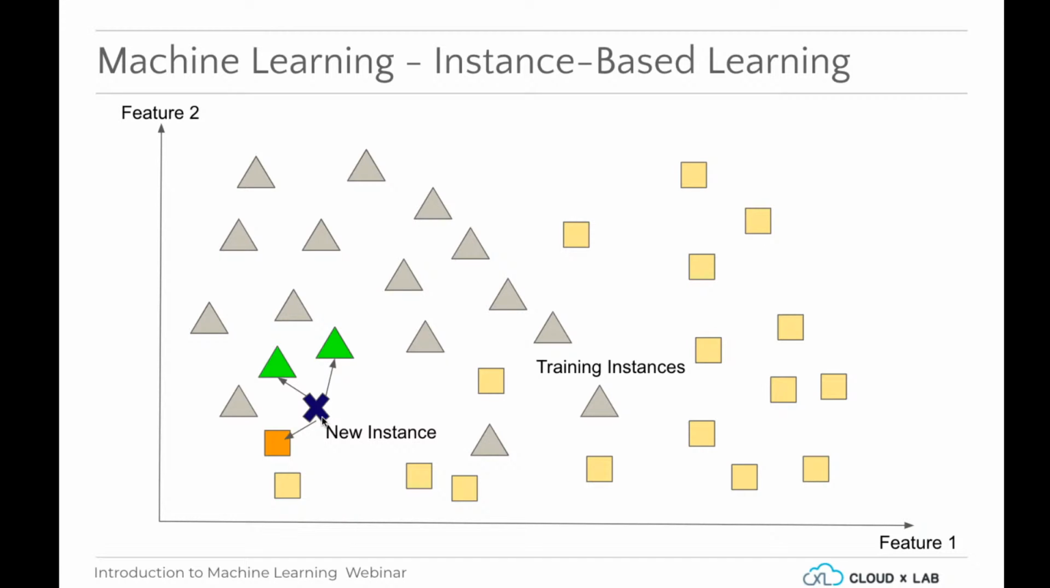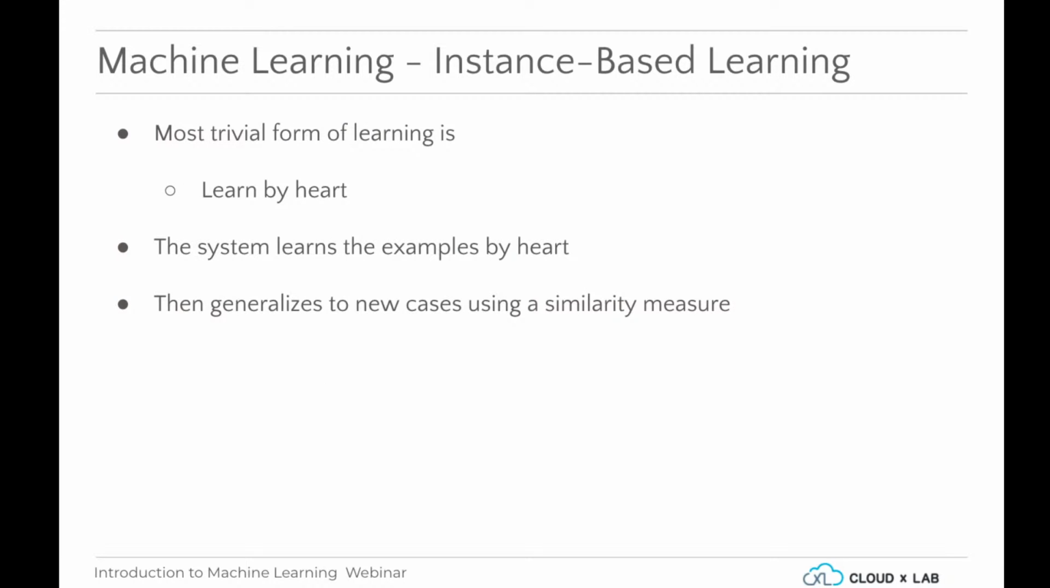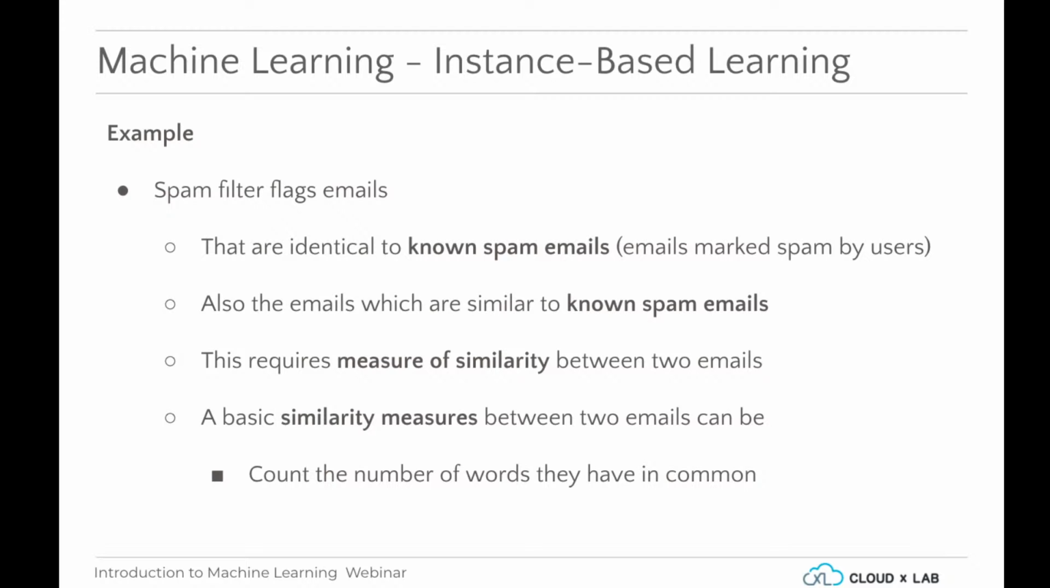What would happen in instance based learning is that you would try to see what it is closest to, what it is most comparable to. So you look at the existing data set and say, okay, this X is close to two triangles and only one rectangle, so it is going to be assigned to the triangle set. That's how instance based learning would work. The most trivial format of that is learning by heart: the system learns by heart, and whenever it sees something, it tries to figure out some similarity.